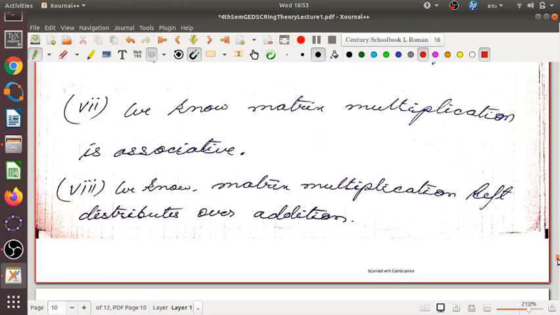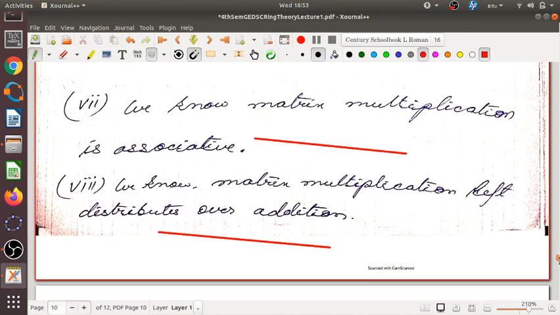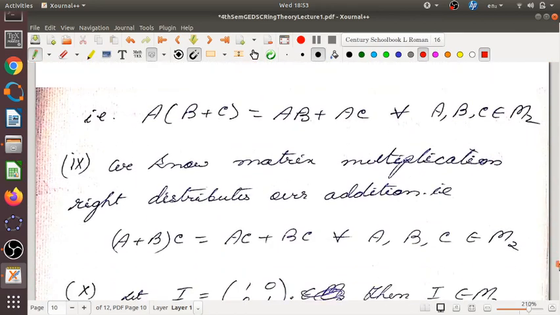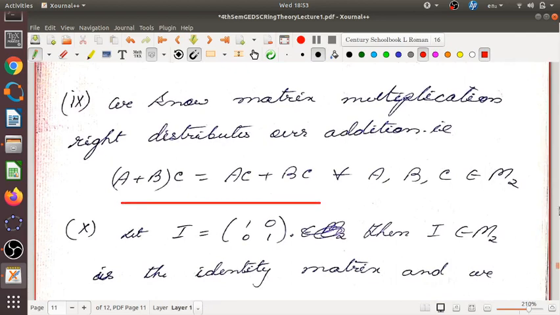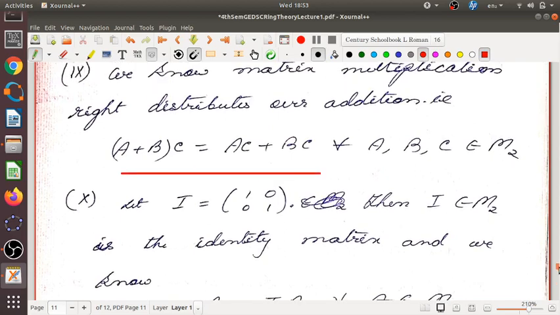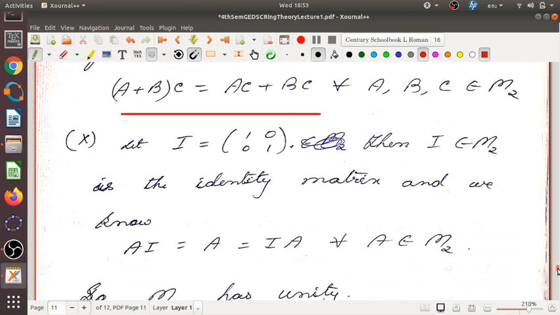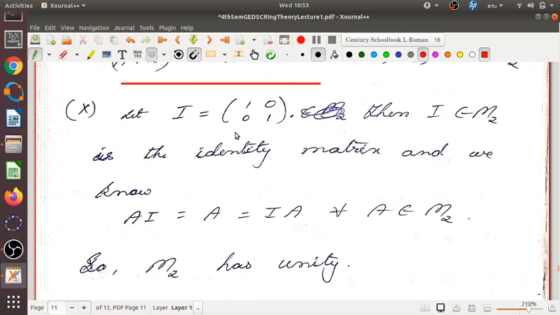So we know matrix multiplication is associative. This is also a standard property in matrix theory. We know matrix multiplication left distributes over addition. All these are properties of matrices, so we are just listing them out. We know matrix multiplication right distributes over addition, so (A+B)C is AC plus BC for all A, B, C inside M2. And let I equal [1 0; 0 1]. So up to the ninth property we are done with the fact that M2 is a ring.